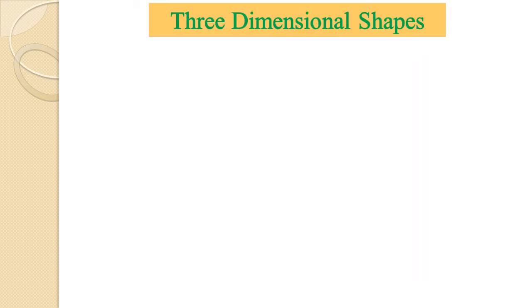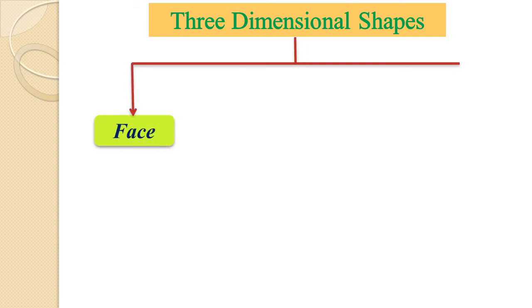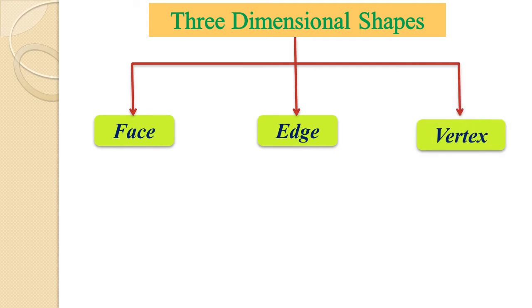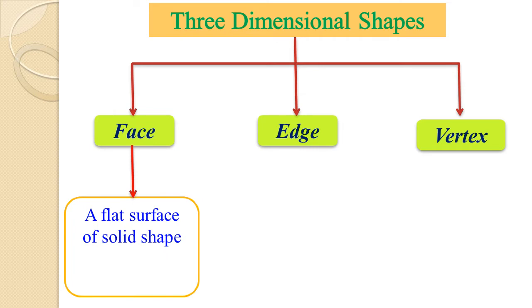A three-dimensional figure or shape can be better described by its faces, edges and vertices. So let's see what is face, edge and vertex. A face is a flat surface of a solid shape. So the flat surface of a solid shape is called its face. Faces have two types: the first one curved faces, the second one flat faces.